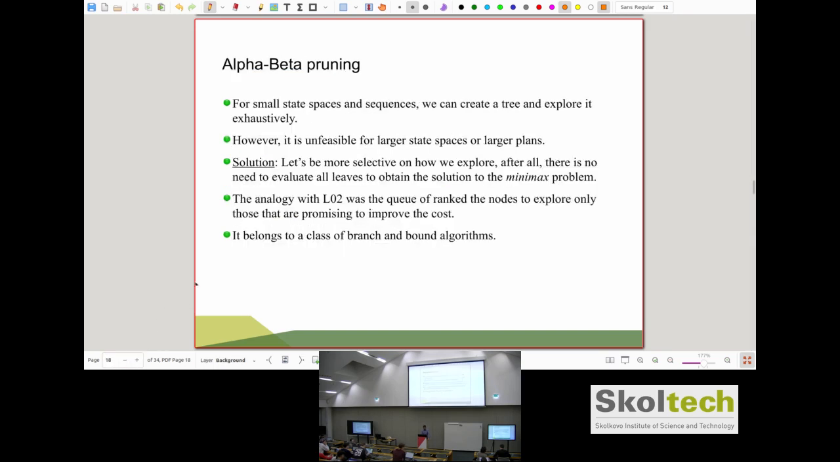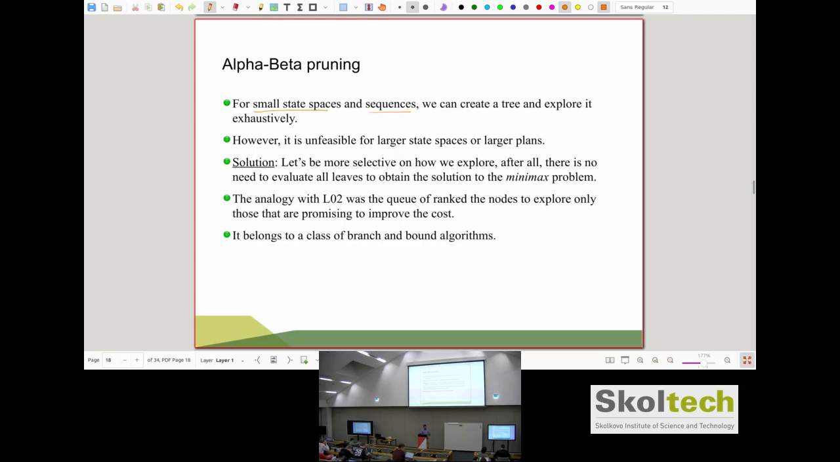Okay, so very briefly, I'm going to give the 5-minute introduction to alpha-beta pruning. So this only works if we have small state spaces and sequences. Why? Because minimax games, it's not possible to solve them approximately. Okay, so we need to do some exhaustive search at some point.